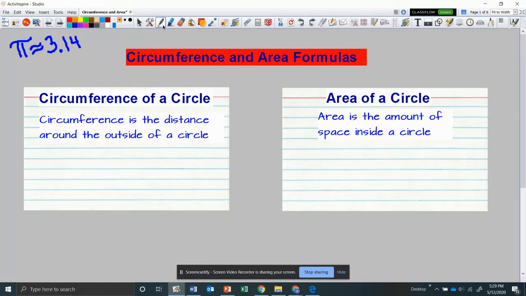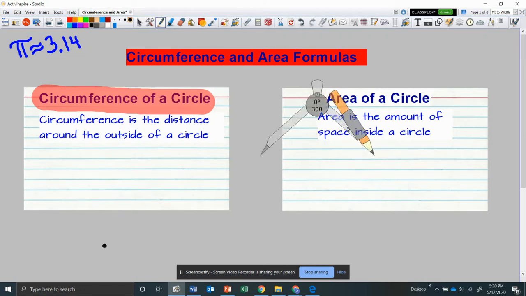Circumference of a circle is really just the distance around the outside of a circle. If I draw, and you don't have to draw this picture, but if I draw a circle, I'm going to draw it down here, and I'm going to use my compass to help me. I'm going to draw a really little circle. I love this tool. This is a fun tool.